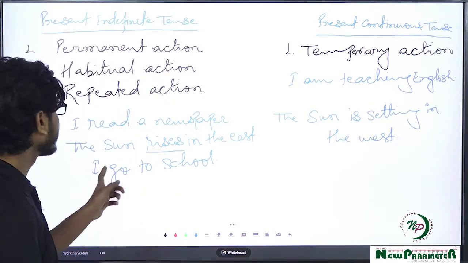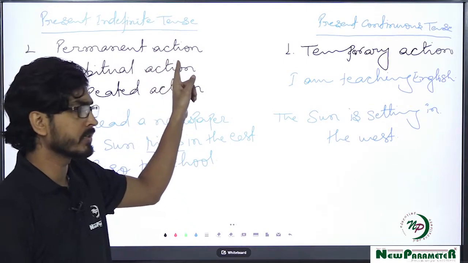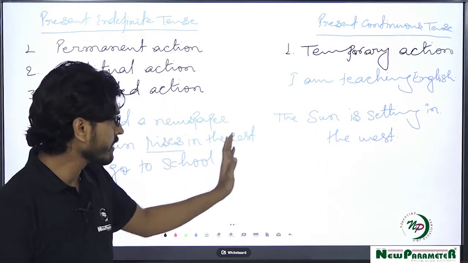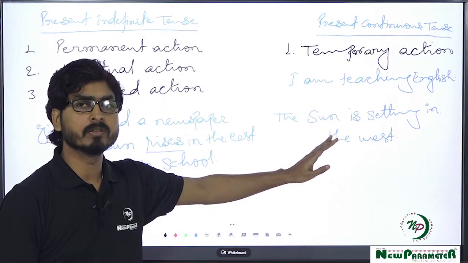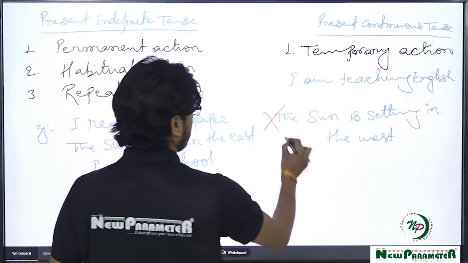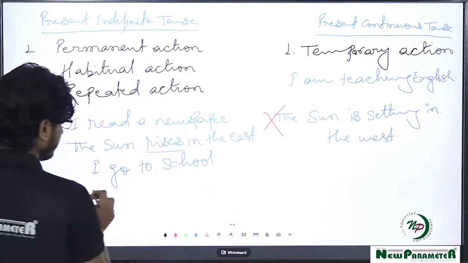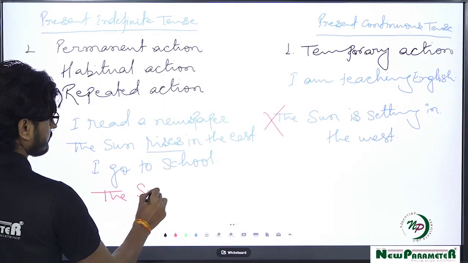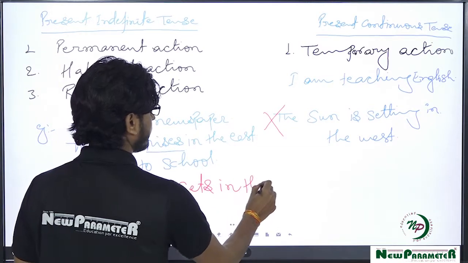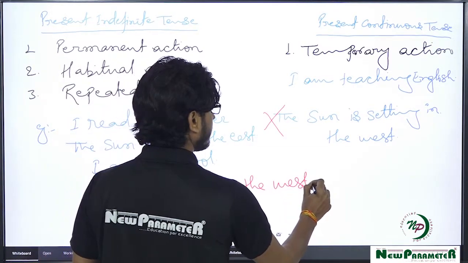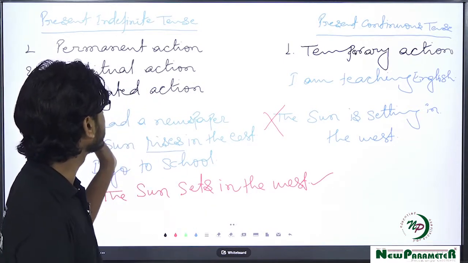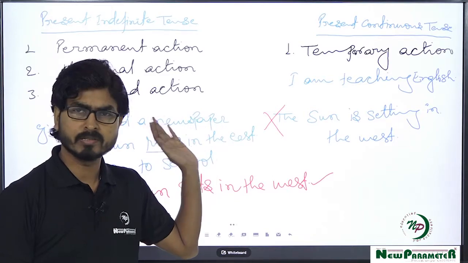Like this one, the sun rises in the east is a permanent action. Similarly, this is also a permanent action. So this sentence is completely wrong. We must write here, the sun sets in the west. This is the correct form. So I hope you have gone through present indefinite and present continuous tense, and this is a very easy tense.